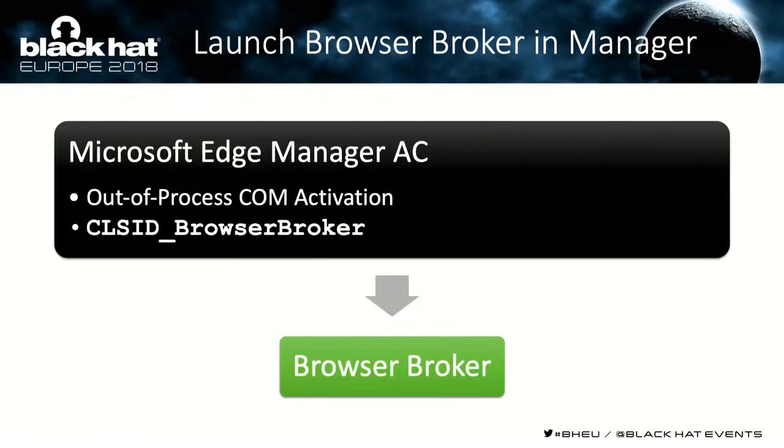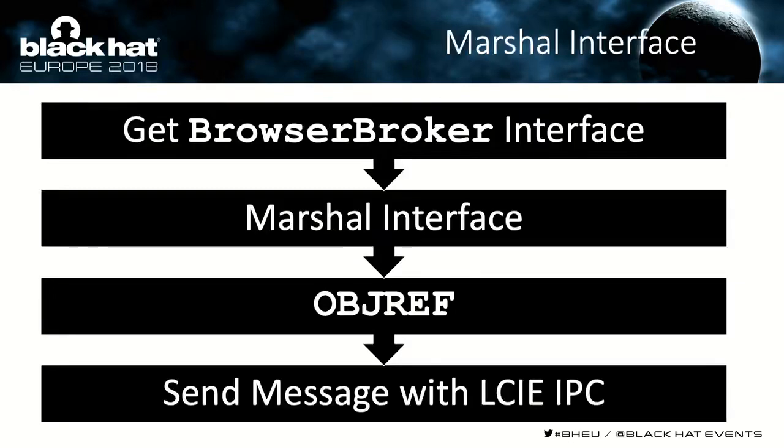The manager process would launch the browser broker with COM activation. Using the CLSID of the browser broker, the manager process launches the server and gets an interface to access the broker. A COM interface could be marshaled into an object reference and passed to another context. After the manager gets the interface, it would marshal it to an object reference and send it to other processes with LCIE IPC.